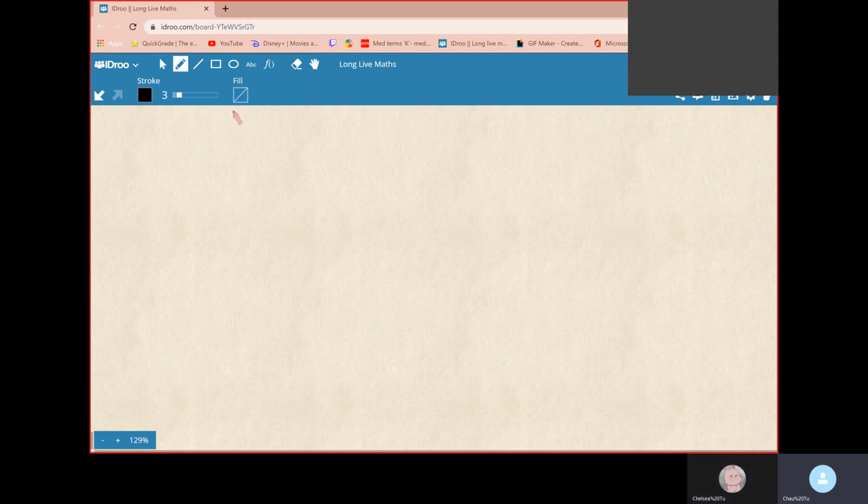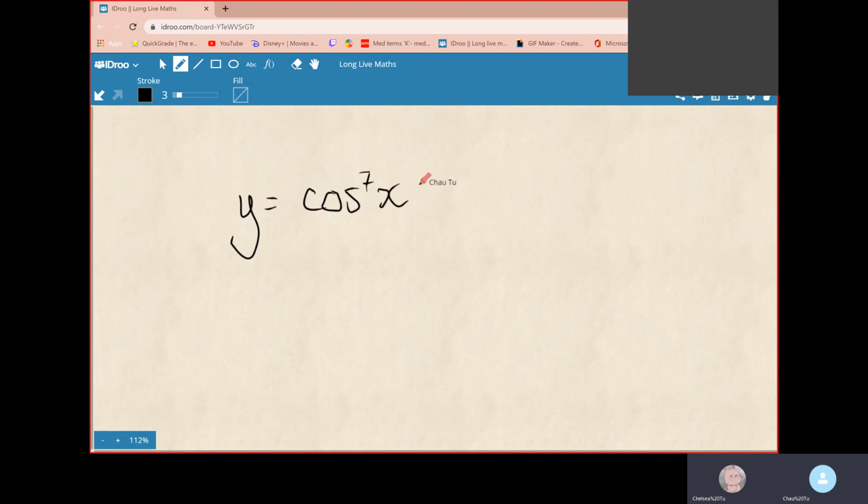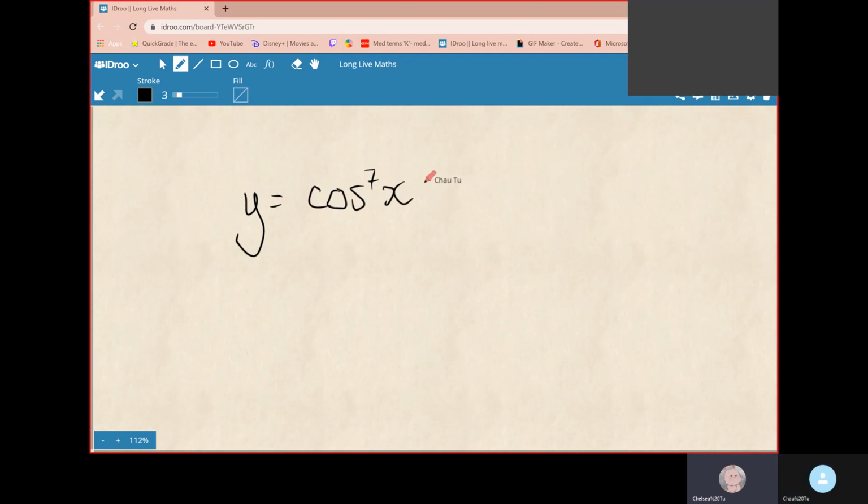All right, how do you differentiate this? Sine, no, actually, let's use cos. Cos to the power 7x. How do you differentiate this? Oh, scroll up a bit. Cos 7. Yeah. You don't like it? I've never done 7. 32 then.